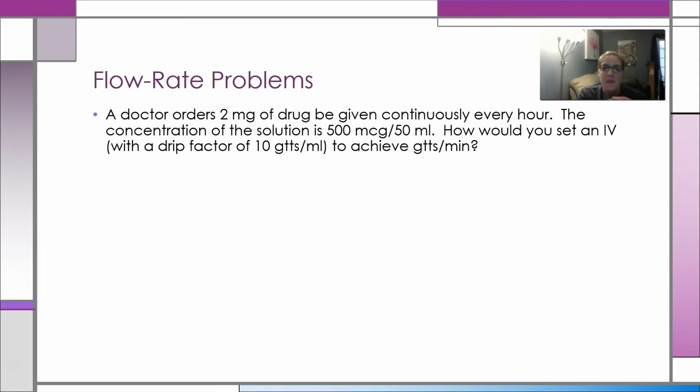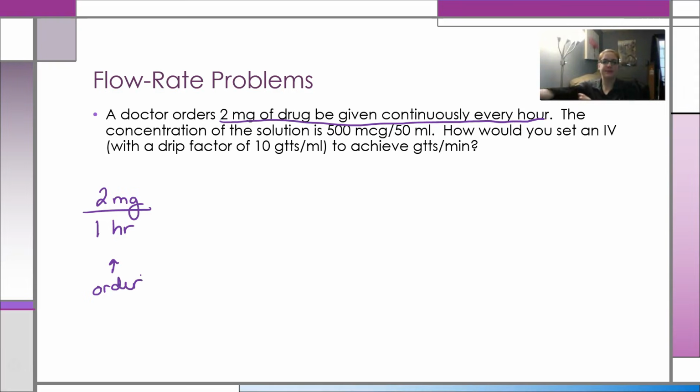Yay. So let's start with our order. So a doctor orders 2 milligrams of drug to be given continuously every hour. Now, this is where we need to be concerned about the time. So 2 milligrams every hour or per hour. So that's going to be our order, 2 milligrams per 1 hour. So every hour, you're giving them 2 milligrams. That is our order.